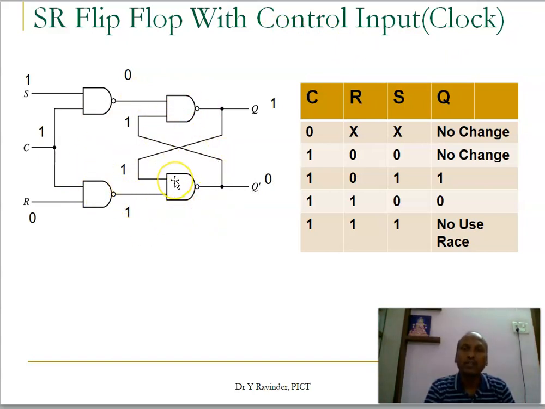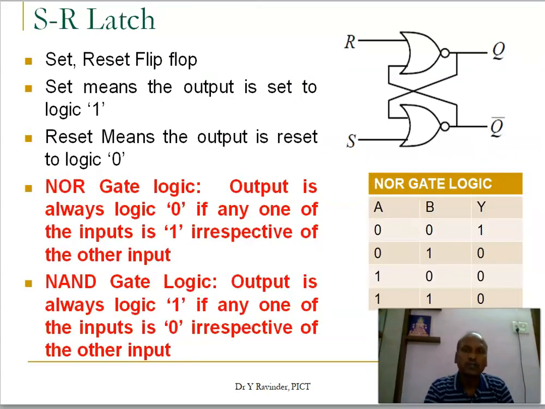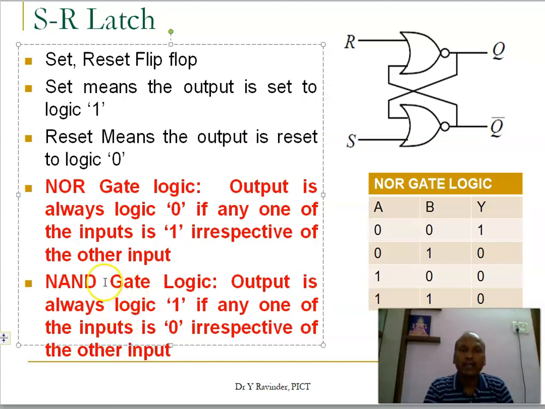So what is the NAND gate principle? You can look at this: a NAND gate output is always logic 1 if any one of the inputs is 0. It is quite opposite to the NOR gate. So if any one of the inputs is 0, the output becomes 1.